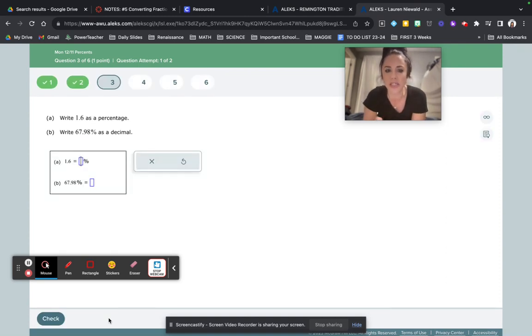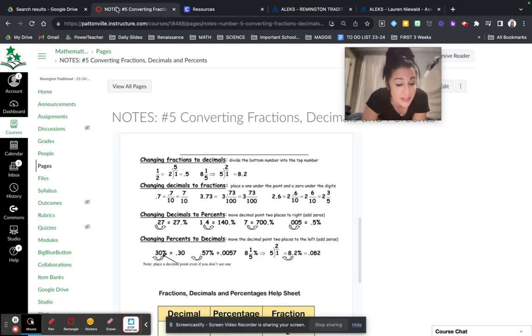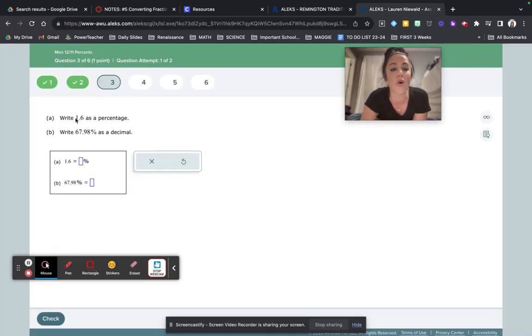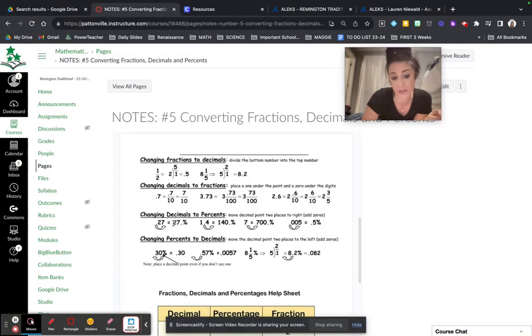Here we go. So 3 through 6 are going to be a little trickier, and I'm going to toggle back and forth between the assignment and our notes. Okay. So to start off with, here is one. We are going to focus on writing 1 6/10 as a percentage. Okay. So when I go to my notes in Canvas, I'm trying to go from, what was it again? 1 6/10 as a percent. So from a decimal to a percent.